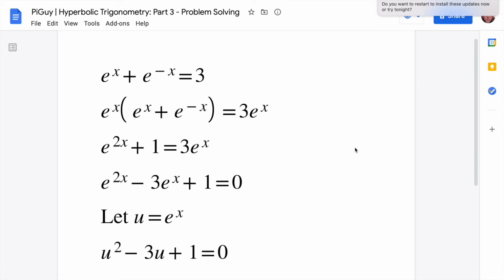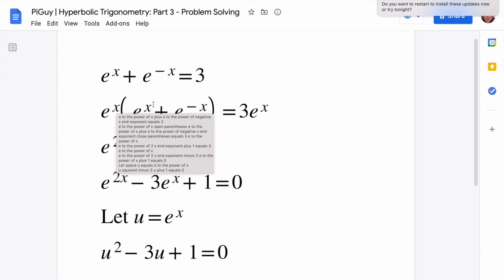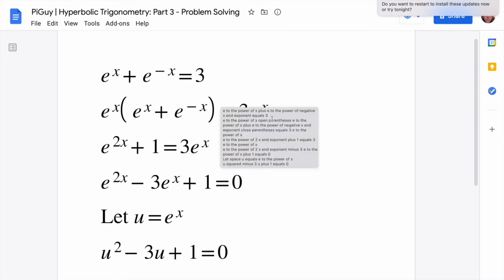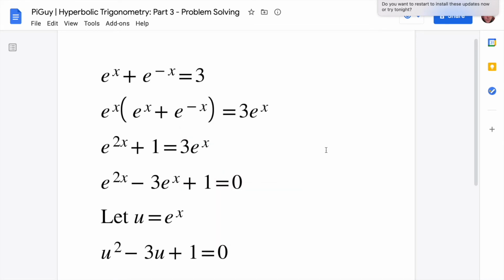hyperbolic trigonometry way is. So I start by multiplying both sides by e to the x. You multiply the powers on the x's, so you have e to the 2x when you distribute that term in there, and then e to the x and e to the negative x cancel to 1 when you multiply those two terms. And then 3 times e to the x is just 3e to the x. So we have that in that next line there. Then I'm just going to move the 3e to the x over to the left side. So now we have e to the 2x minus 3e to the x plus 1 equals 0.